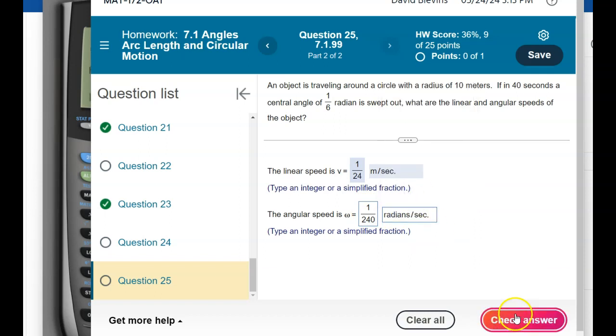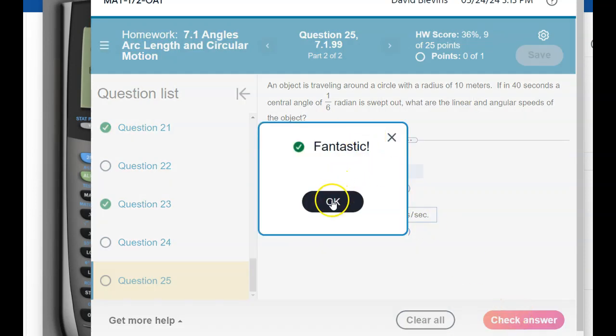So the angular speed is measured in radians per second. The linear speed is arc length per second, which is again the same units as your radius per second.